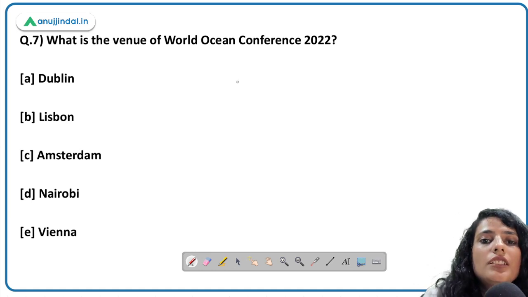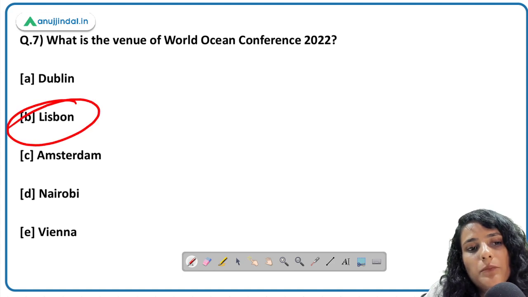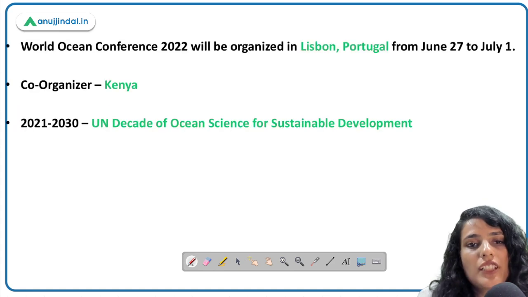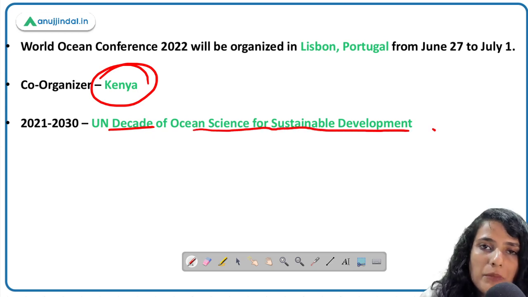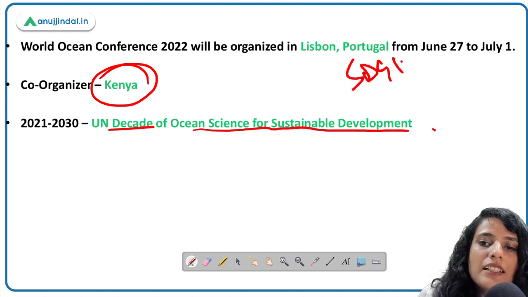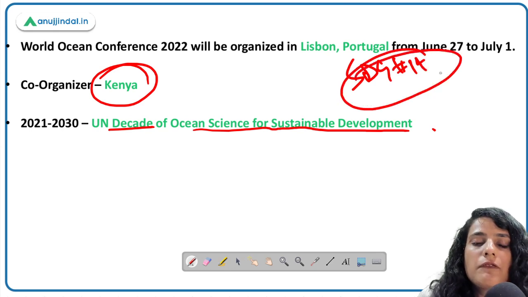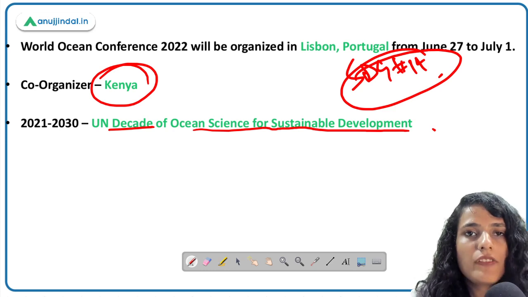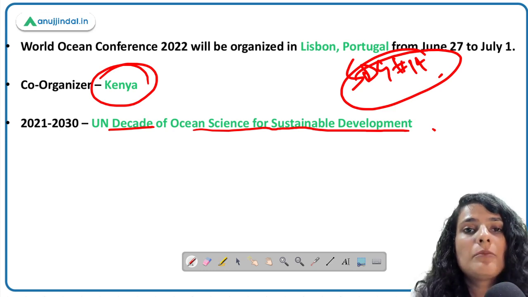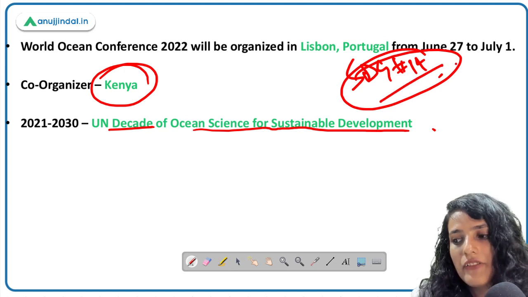What is the venue of World Ocean Conference? Venue is Lisbon, that is the capital of Portugal. Co-organization of World Ocean Conference is Kenya and the theme is UN Decade for Ocean Sciences and Sustainable Development. You all know SDG ka goal number 14 hai, life below the oceans, that is marine and ocean life, ocean health, plastic pollution, in sare issues ko deal karne ke liye ye important sustainable development goal hai.